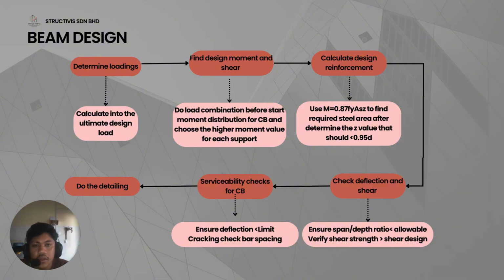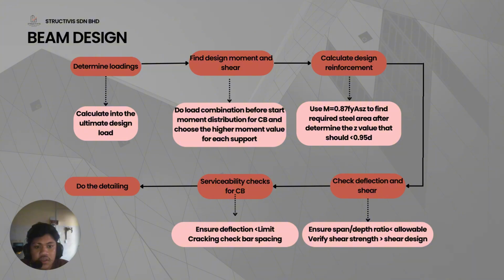Today I will continue the presentation on how we do the calculation for beam design. First of all, we determine the loadings and then calculate them into the ultimate design load, which is 1.35 GK plus 1.5 QK. And then we find the design moment and shear. So for a continuous beam, we do load combination before starting moment distribution and choose the higher moment value for each support. To continue that, we calculate the design reinforcement using the formula to find the required steel area after determining the Z value, which should be under 0.95D.